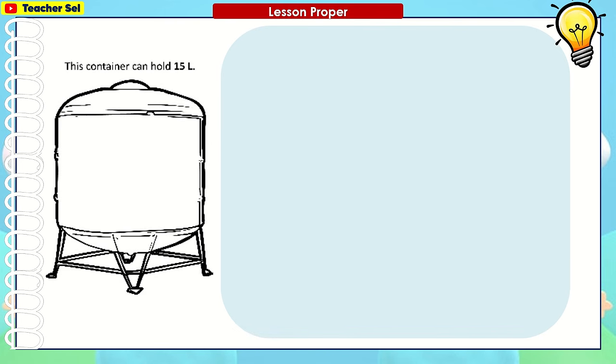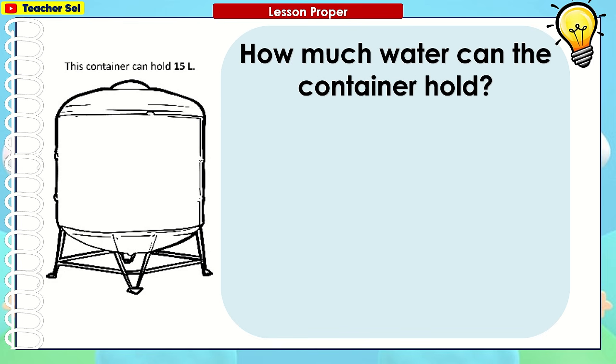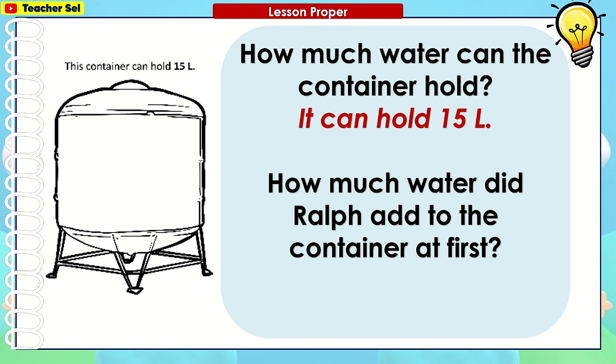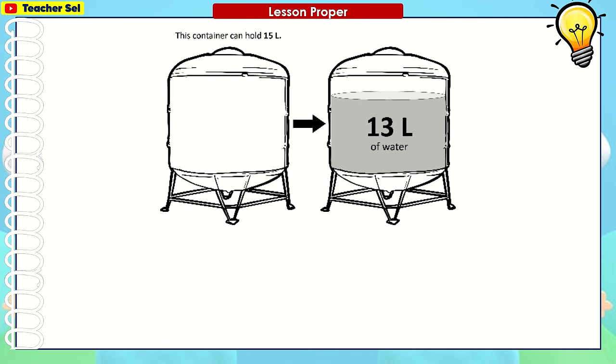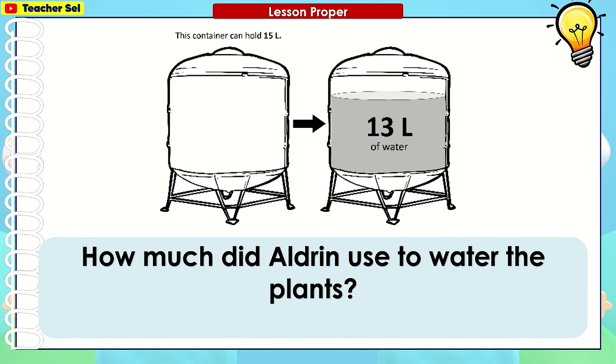This container can hold 15 liters. How much water can the container hold? It can hold 15 liters. How much water did Ralph add to the container at first? He added 13 liters of water. How much did Aldrin use to water the plants? He used 7 liters of water.